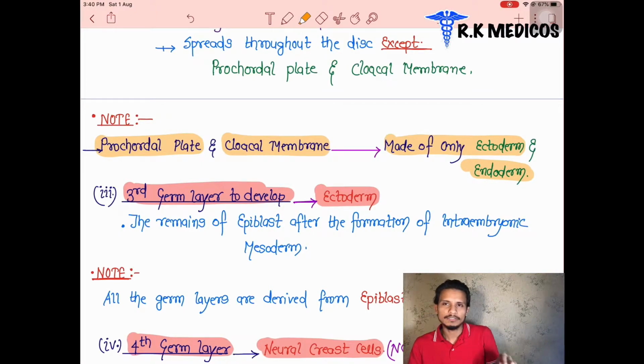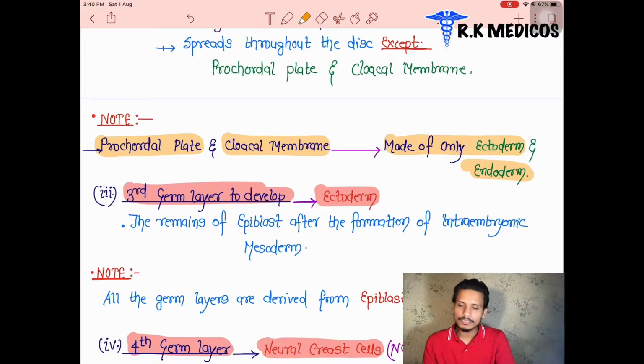Now you know there are three germ layers: ectoderm, mesoderm and endoderm. When a structure is not forming from the mesoderm, it is simple, it is forming from the other two layers. So the cloacal membrane and the prochordal plate are developed from them. They are covered by the ectoderm and endoderm. They are not formed by the mesoderm because mesoderm is not present in that area. Already told you, so it's simple.